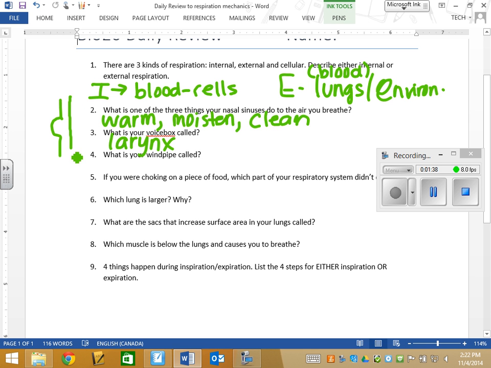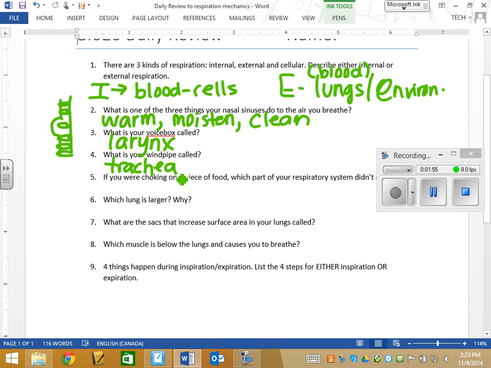Don't forget also that the trachea looks like it has little round rings all the way down it, and so that's how you could identify its presence. Your windpipe is your trachea, so that's the answer to number 4.